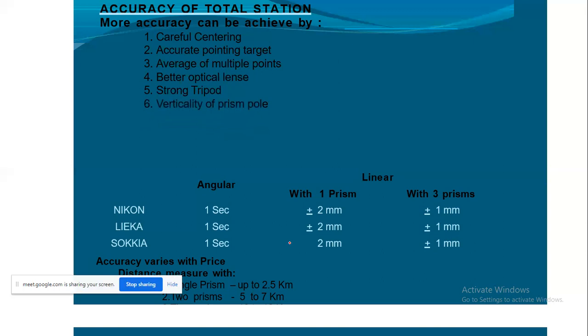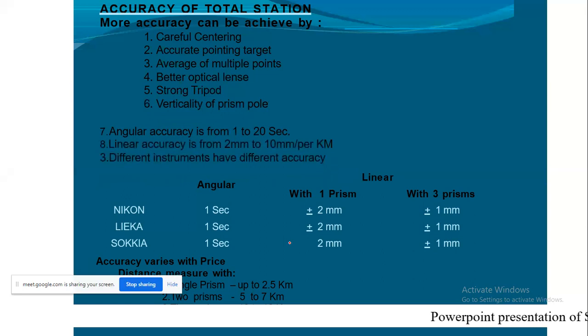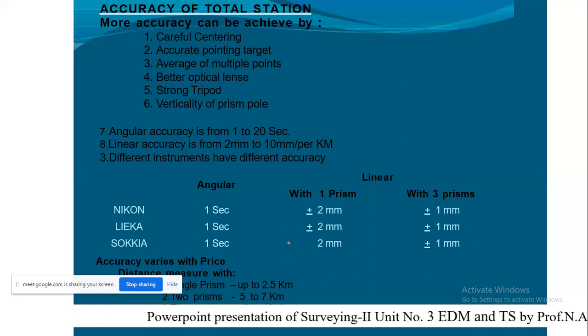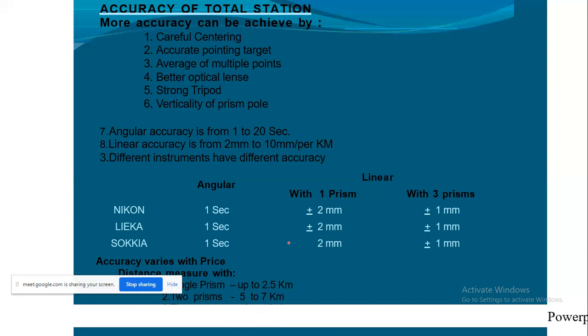So verticality of the prism pole will depend upon the person who is going to handle the prism. The angular accuracy is from 1 to 20 seconds. Linear accuracy is from 2 mm to 10 mm per kilometer. Also, this can be reduced up to 1 millimeter. So by practicing handling the instruments, you can get the accuracy, whether with respect to angular or linear.